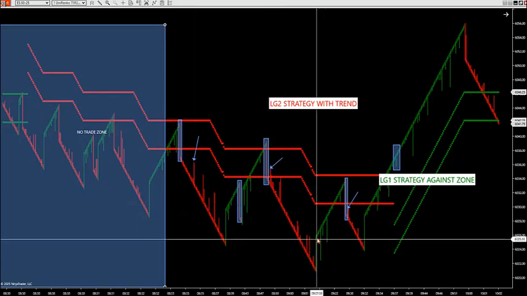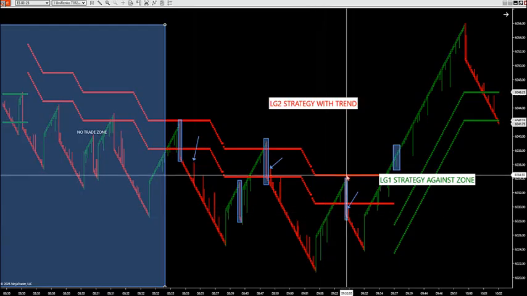Next one. Market counter trend trades itself back up. Counters come in. Counters green, green, green, green, green.